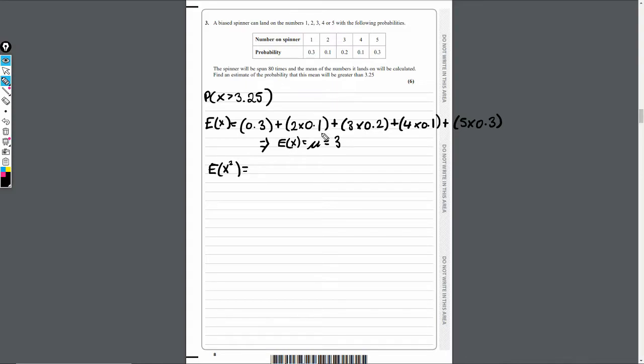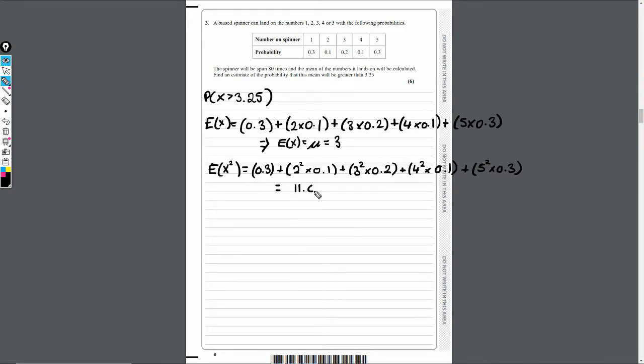Very similar. What you've got here is the number on the spinner, so we're going to square this value and then times it by its corresponding probability. So this will be 1 squared times 0.3, so 0.3, plus 2 squared times 0.1 and so on. I'll write them all out. 3 squared times 0.2, plus 4 squared times 0.1, plus 5 squared times 0.3. Evaluate this. What will this give us? This will give us 11.6.